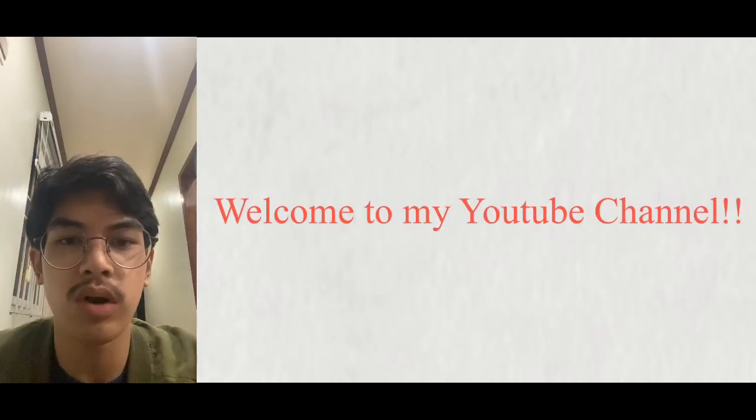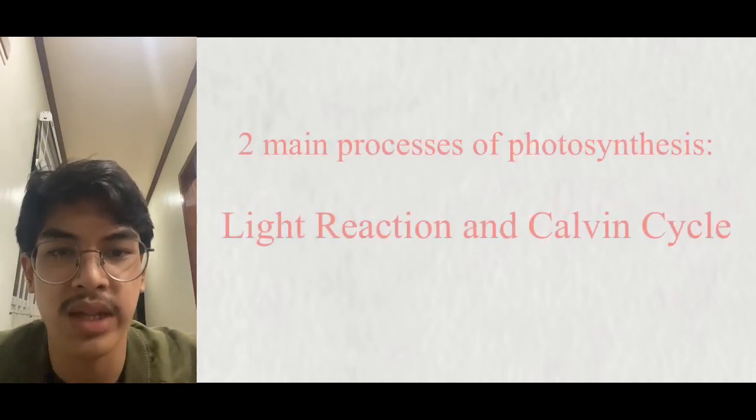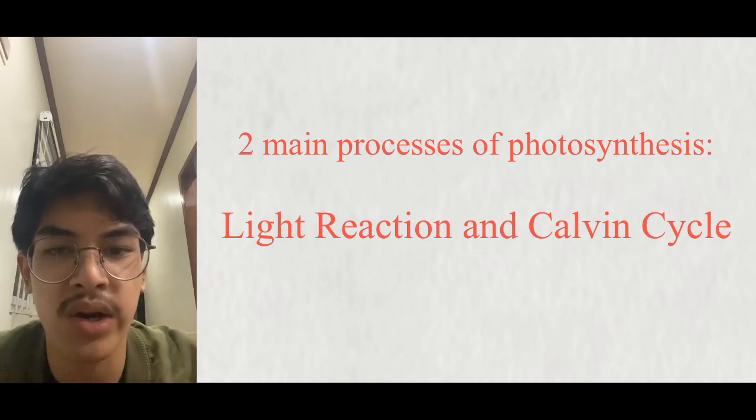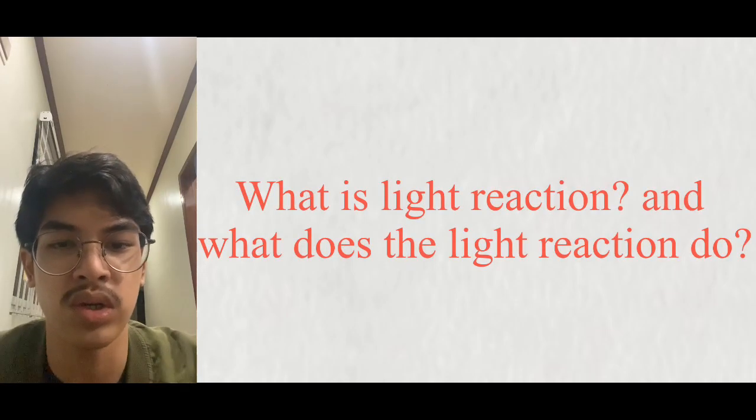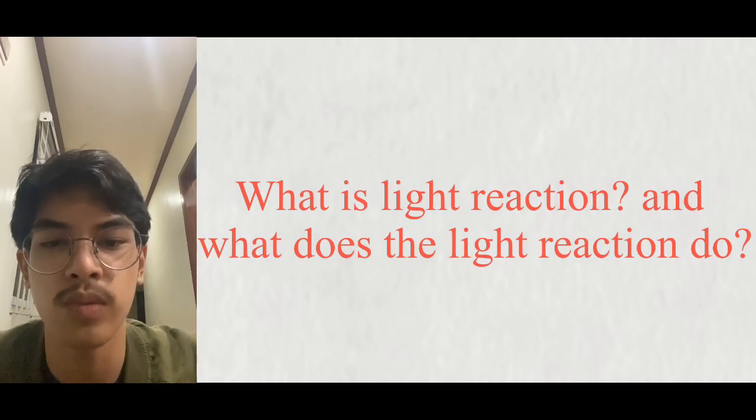Today, we're going to talk about the two main processes of photosynthesis, which is light reaction and Calvin cycle, also known as the dark reaction. So first, we'll talk about the processes in light reaction. What is light reaction? And what does the light reaction do?